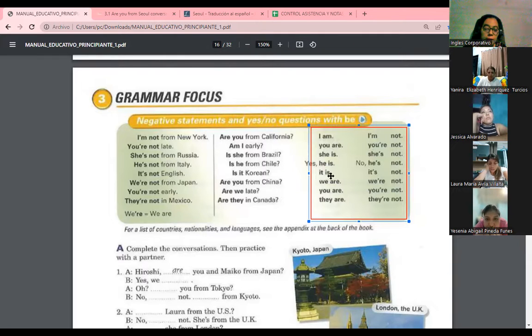Muy bien. Acá tenemos el yes y el no. Porque cuando decimos yes, I am, sí, yo soy, right? Because you have to affirm that thing. O sea, usted está afirmando y diciendo que sí, ¿verdad? Yes, I am. Yes, you are. Yes, she is. Yes, he is. Él es o está, okay? Yes, it is, right? Y así sucesivamente.